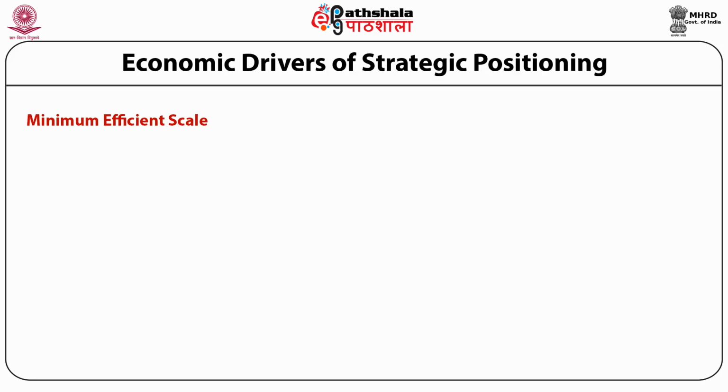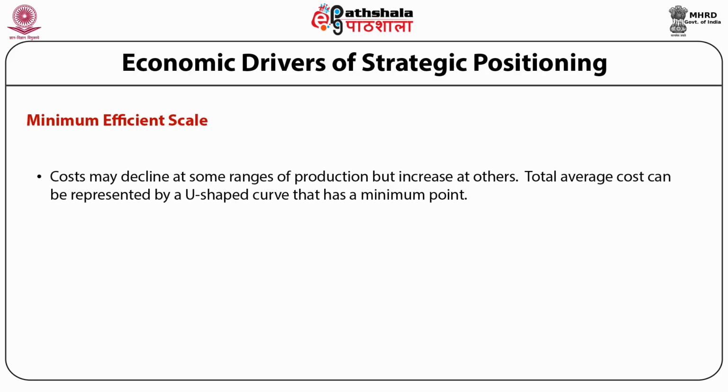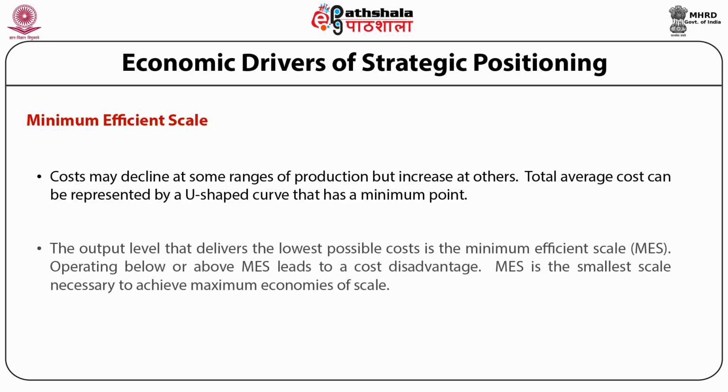Minimum efficient scale. Costs may decline at some ranges of production but increase at others. Total average cost can be represented by a U-shaped curve that has a minimum point. The output level that delivers the lowest possible cost is the minimum efficient scale. Operating cost below or above MES leads to a cost disadvantage. MES is the smallest scale necessary to achieve maximum economies of scale.